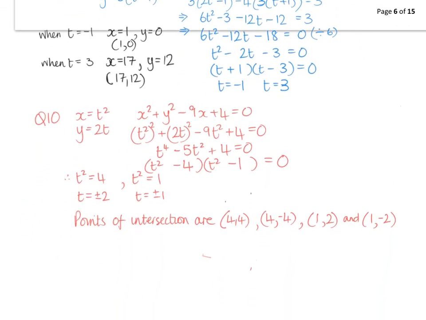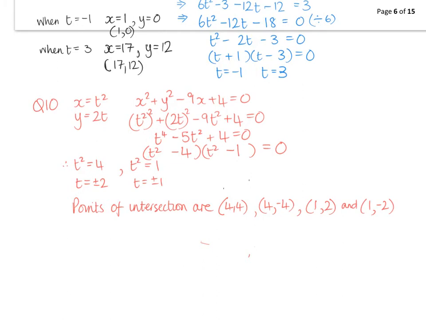We then move on to question 10. Could you check your answers there, please? And this time it's a little bit trickier. We do have a quartic here. It comes out to be t to the 4, but we can still factorise it as we would do with a quadratic, and it becomes lots of answers because you're taking the square root, so you have to consider the positive and negative values here, and then if you put these values of t back into the originals, then the points of intersection are (4, 4), (4, -4), (1, 2) and (1, -2).